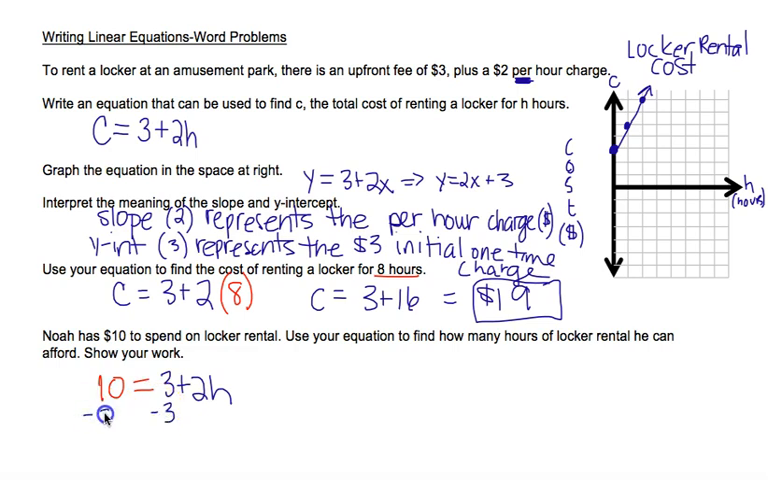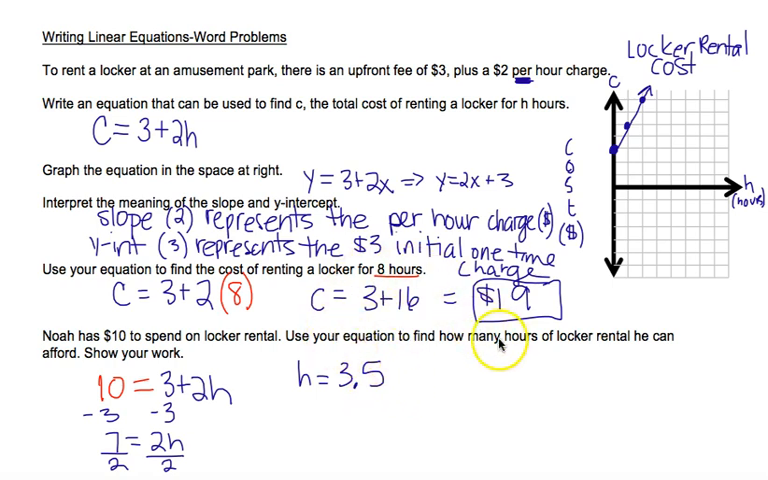So now we can solve. We want to get H alone. So 10 minus 3 gives us 7, divided by 2. So when we solve this, we get 3.5. However, this says you get charged $2 per hour. And in most cases like this, that means that if you use part of the hour, you get charged for all of it. So Noah can't afford to pay for that 4th hour. He only has enough for 3 plus a little bit more. But we can't count the little bit more because the lockers don't work that way.